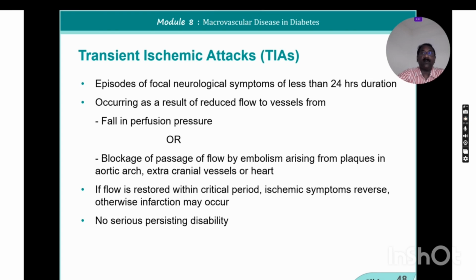TIAs are very common in our population. They are episodes of focal neurological symptoms of less than 24 hours duration, occurring as a result of reduced flow to the vessels from a fall in perfusion pressure, or blockage of the passage of flow by embolism arising from plaques in the aortic arch, extracranial vessels or the heart. If flow is restored within the critical period, ischemic symptoms reverse; otherwise infarction may occur. There is no serious persisting disability in TIAs.